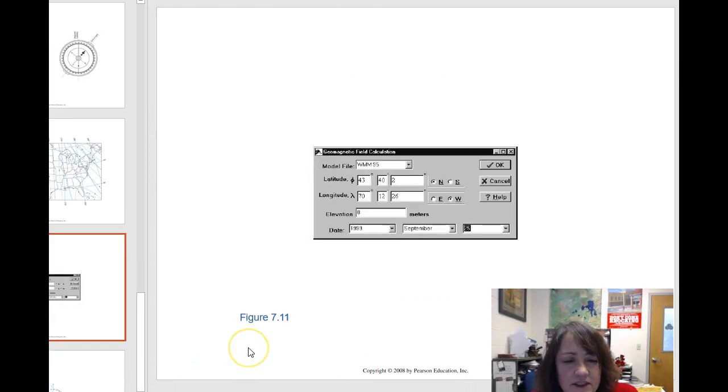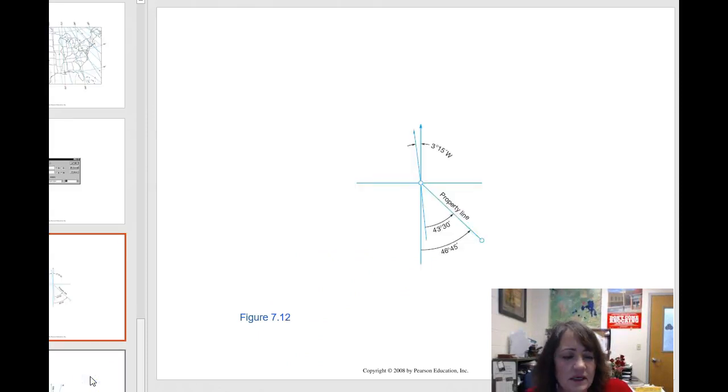Okay, this is just a little computer program. These are available all over the place, but basically you can put in your latitude and longitude and create a data file and keep all this data stored if you want to. So here is a type of problem that the engineering surveyors are going to be working on.